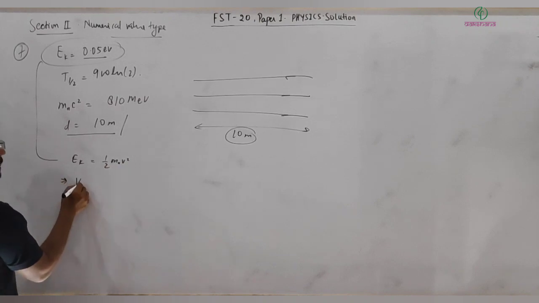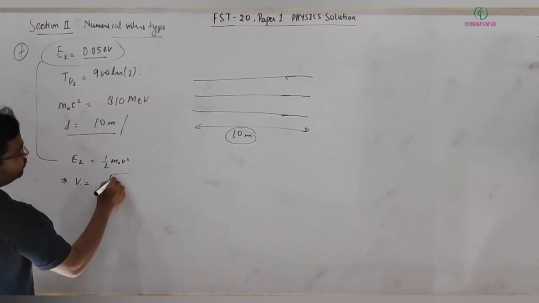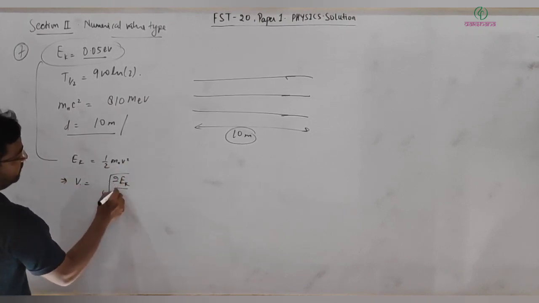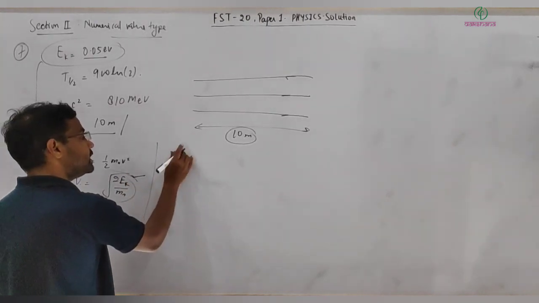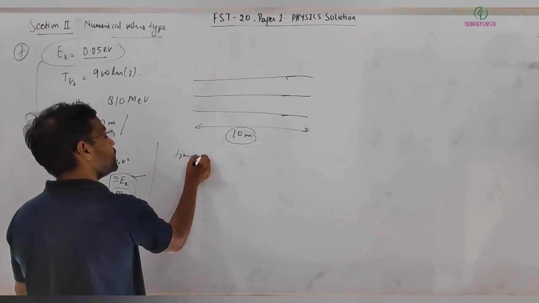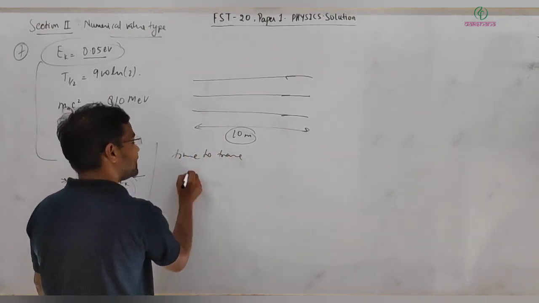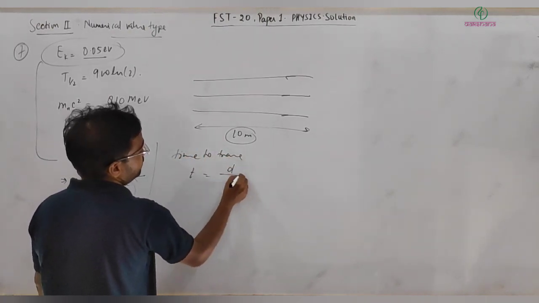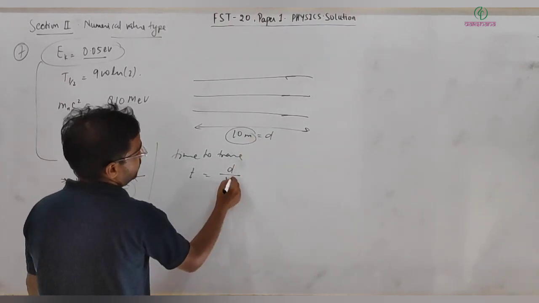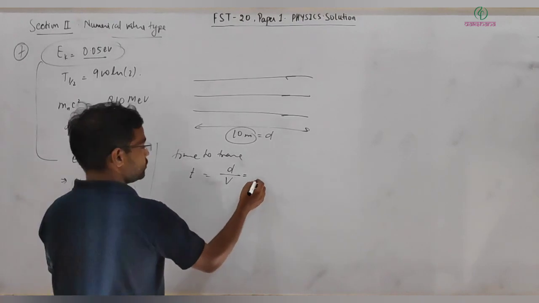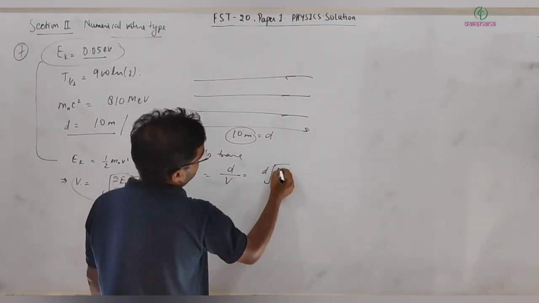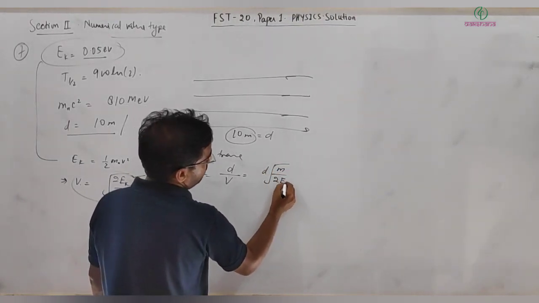So we get V is equal to what? Under root 2 EK divided by mass of neutron. This is the velocity. How much time will it take to travel? Time to travel can be written as D divided by V, and D is 10 meters, V is this. So this comes out to be D under root M divided by 2 EK.